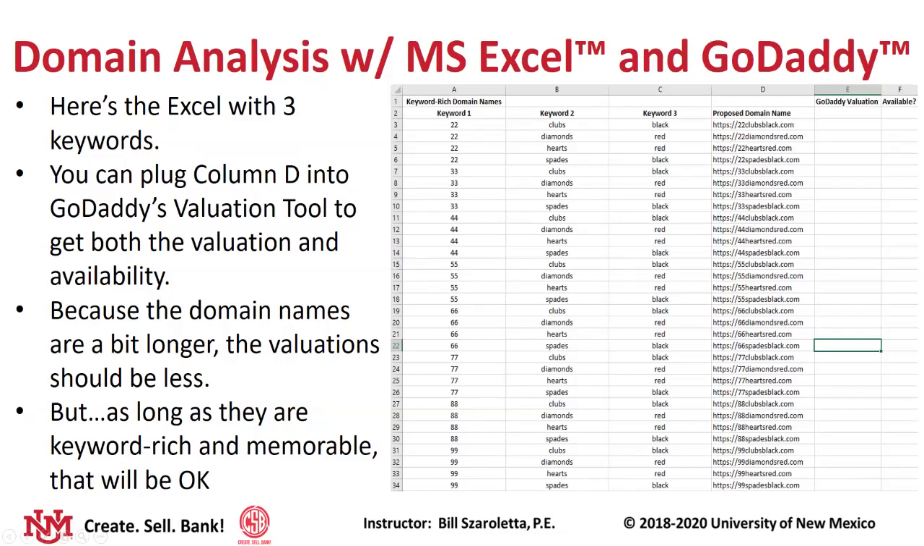So you can extend the concatenate by adding in a keyword 3, and you can see what happened here. We did all the black, red, black. So hearts are in red, diamonds in red, clubs in black, and spades in black, because you don't want to have a red club. Well, maybe you do. But anyways, that's another way to just use Excel.